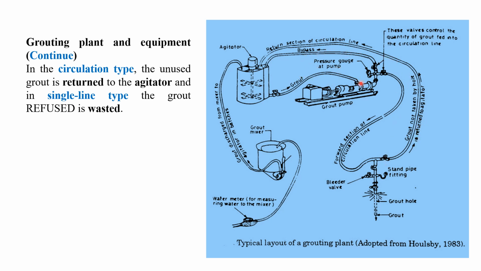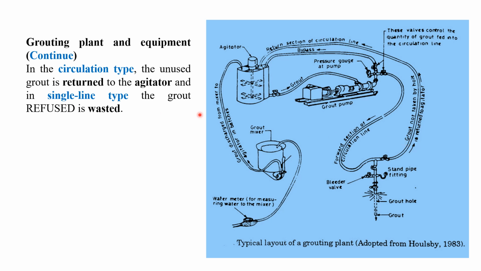Whatever grouting material comes through this pump, from this line, you can see this pipeline, through this the grout is coming into the hole, or it is injected. Okay, if refusal is there and this circulation line is not there, in that case what is going to happen? That is called a single line. Single line means this circulation line, that means the return to agitator line, is not there. In that case it will be wasted.